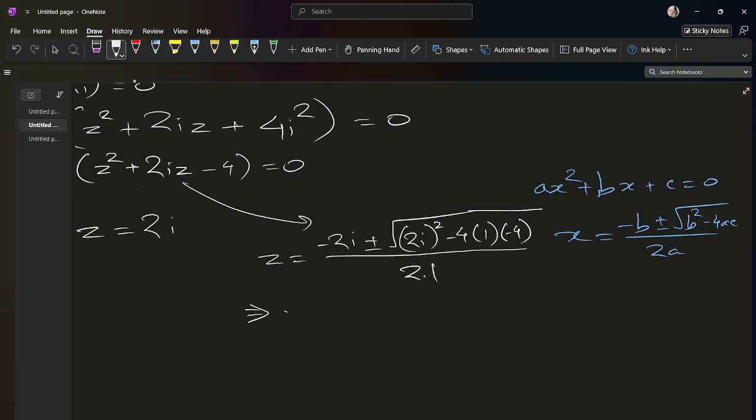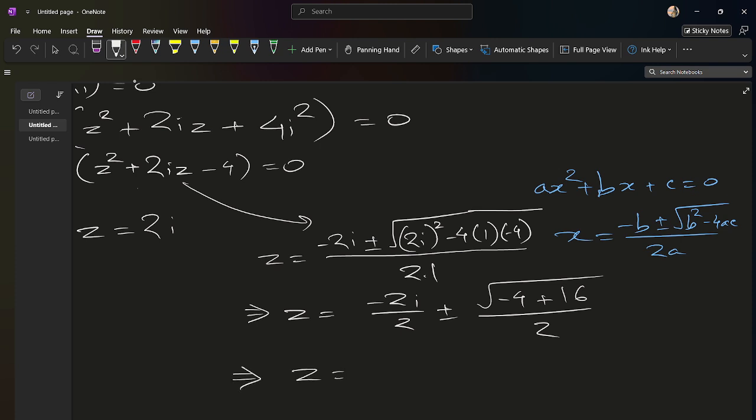So my z is what? z is equal to minus 2i by 2 plus minus root over 2i whole square, so that is 4i square. So 4i square is minus 4, and that will be plus 16, by 2, because 4 into 4 is 16 and minus times minus is plus. So we will get z equals minus i plus minus root over of 12 by 2.